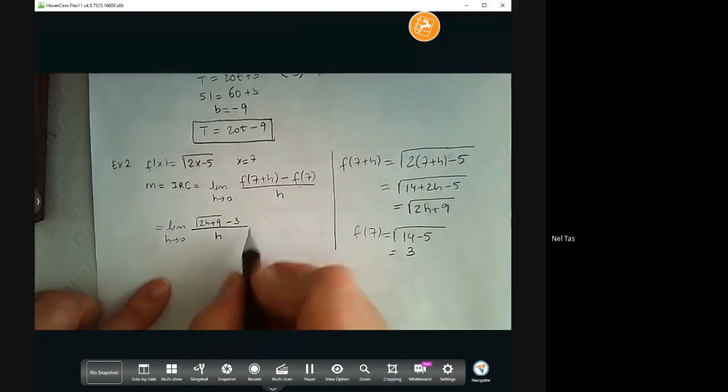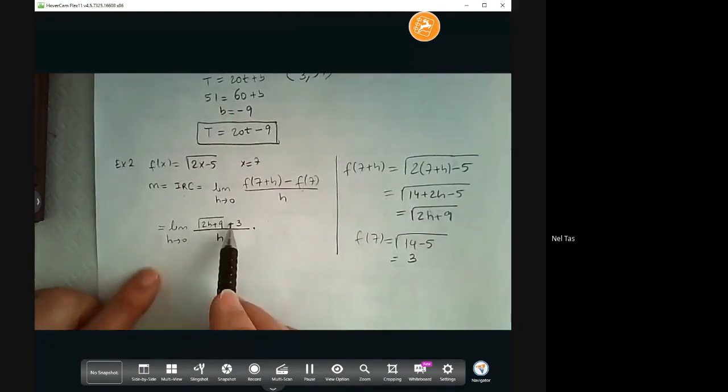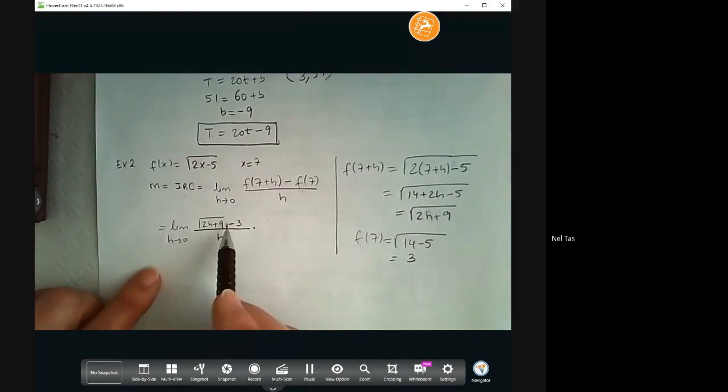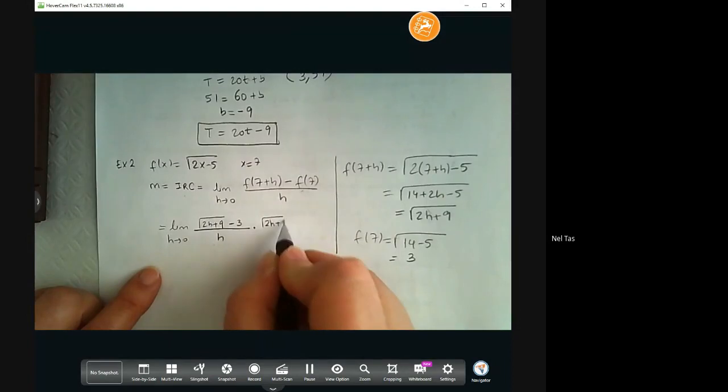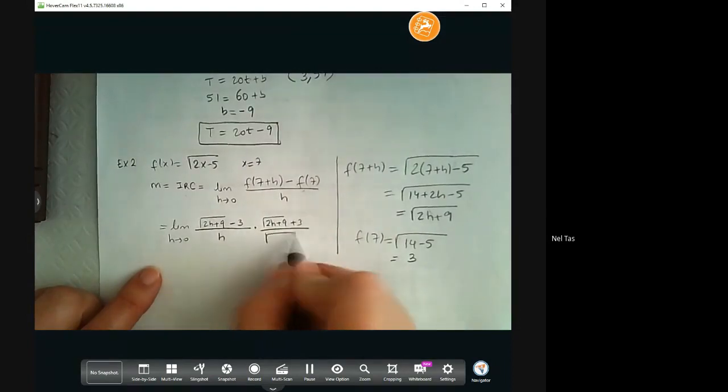So in this case, we can rationalize the numerator, multiply it by the conjugate. So we can multiply it by square root of 2h plus 9 plus 3 over square root of 2h plus 9 plus 3.